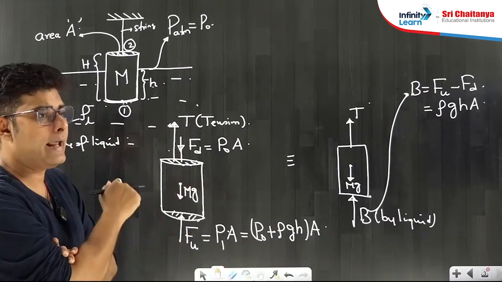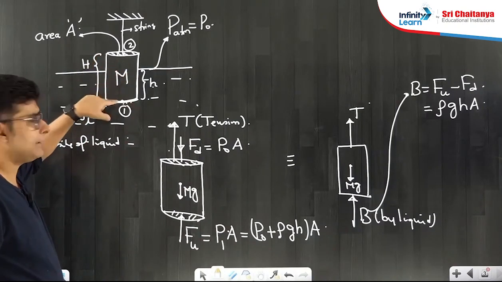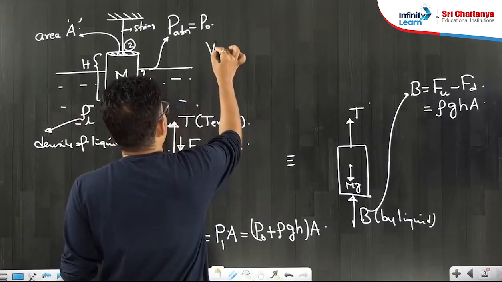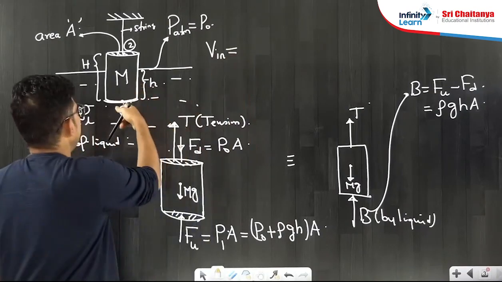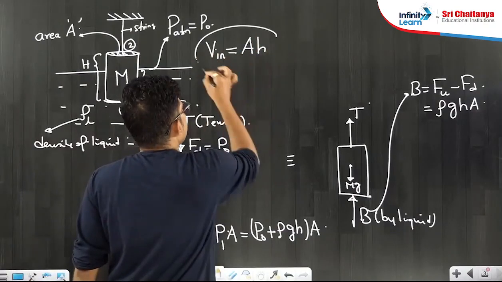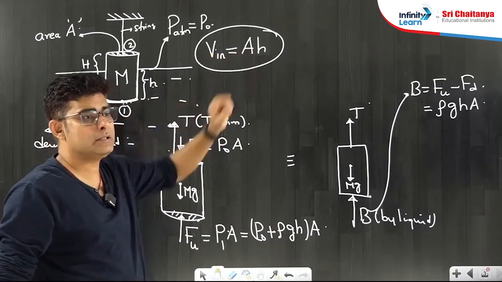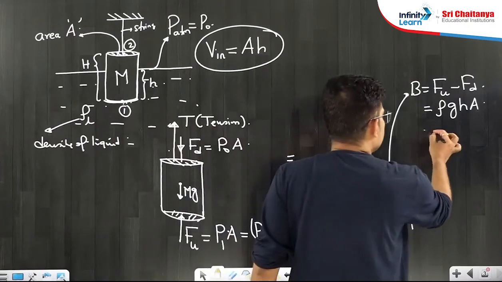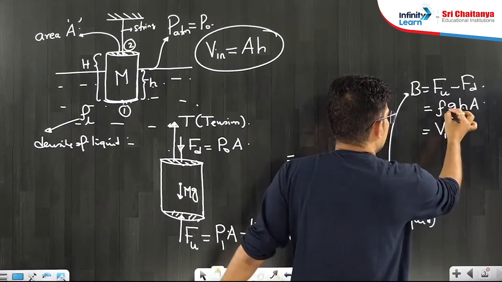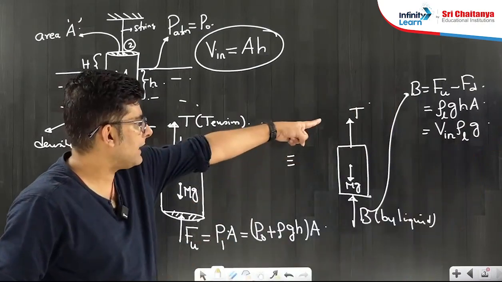Now, is the complete volume of the object inside the liquid or is it partially inside? Yes, it is partially inside. Volume inside the liquid is the area of cross section into the height inside, h. Can I write this? Everybody agrees to this? Can you say that V inside is AH? So can I substitute AH as V inside? Rho was rho of liquid into G. Did I get a formula for buoyant force?